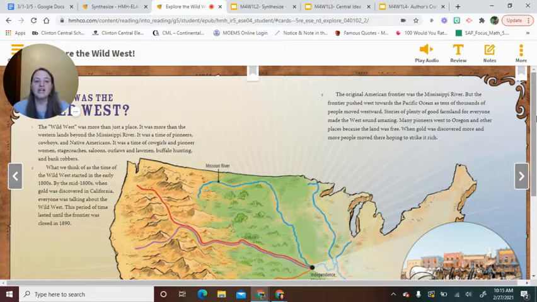The original American frontier was the Mississippi River, but the frontier pushed west towards the Pacific Ocean as tens of thousands of people moved westward. Stories of plenty of good farmland for everyone made the West sound amazing. Many pioneers went to Oregon or other places because the land was free. When gold was discovered, more and more people moved there, hoping to strike it rich.